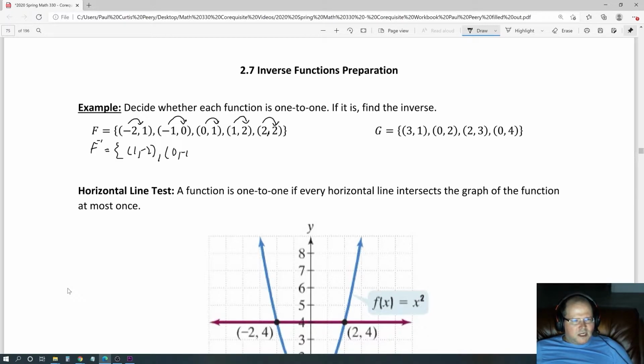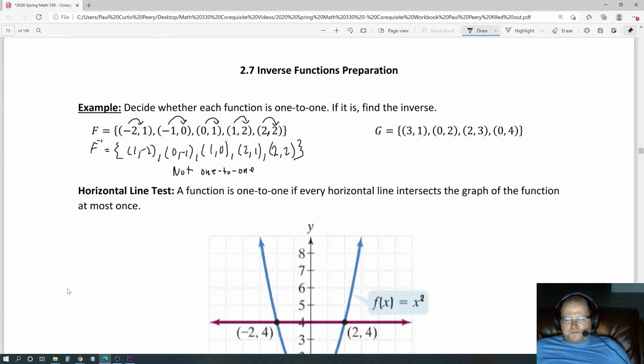What about the other one? 0, -1. So far that's good. What about 1, 0? So far that is good. What about a 2, 1? So far that's good. And what about a 2, 2? Okay, let's see about this. So sometimes when I plug in a 2, I get a 1, and sometimes when I plug in a 2, I get a 2. So this is not one-to-one. This is not a one-to-one function. I'll just put not one-to-one.